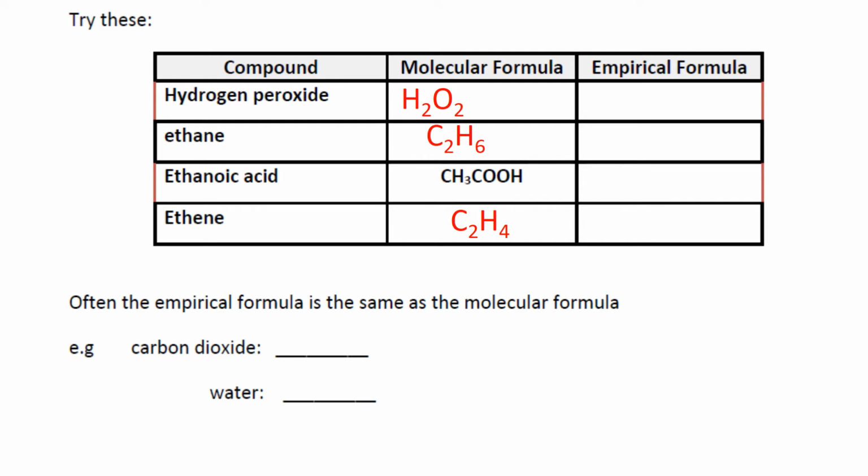Okay, so for the first one, hydrogen peroxide, H2O2, you could divide everything by 2 and you go down to HO. Ethane, which is C2H6, if you divide that by 2, it goes down to CH3. Right, ethanoic acid, as I said, it's actually been written as what's called a structural formula. It's given us an idea of the structure of the molecule. The molecular formula would be, if I just add those together, C2H4O2, and you could divide all of that by 2. So C2H4O2 would go down to CH2O. And ethene, an alkene, C2H4, divide that by 2, can go down to CH2.